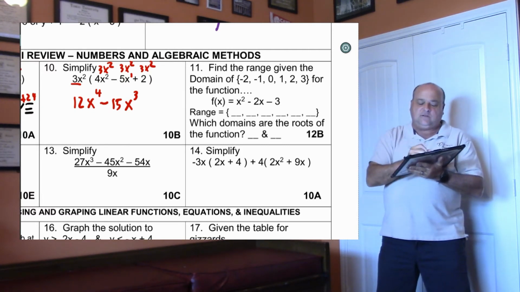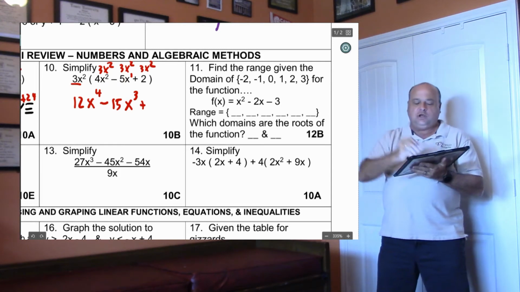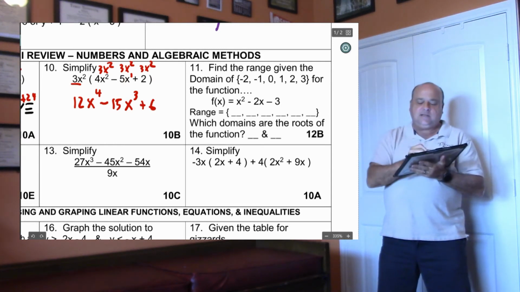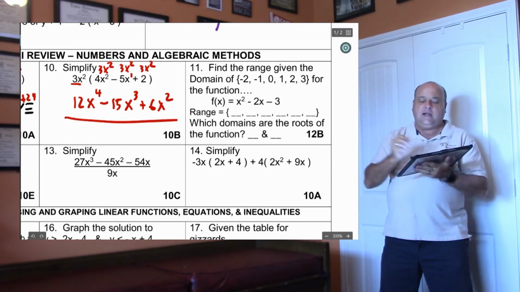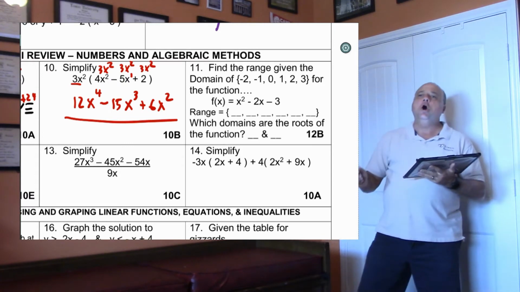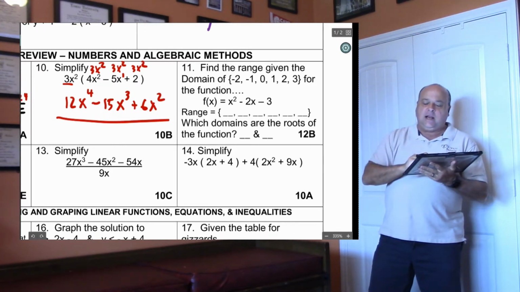A positive times a positive is a positive. 3 times 2 is 6. My letter is x. My exponent's 2. That's the answer. Okay, on number 11.